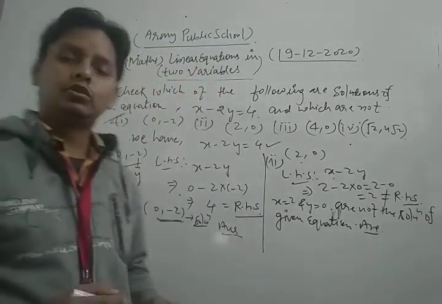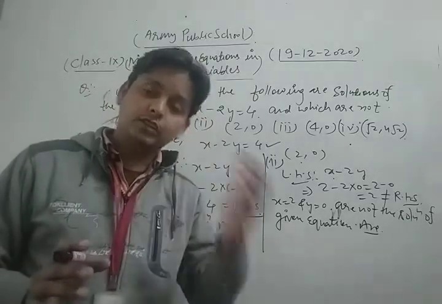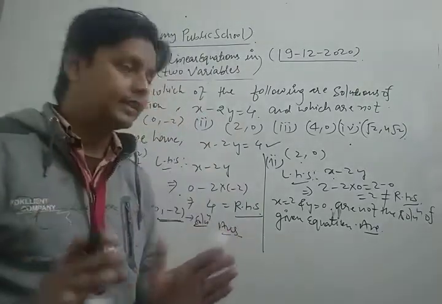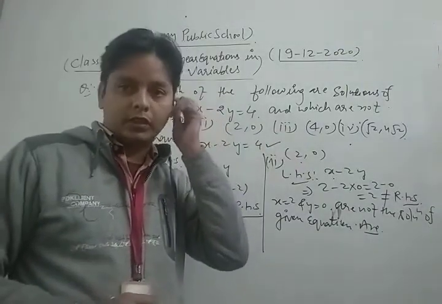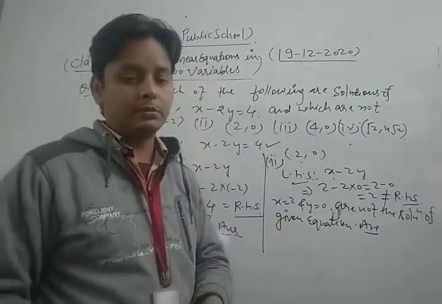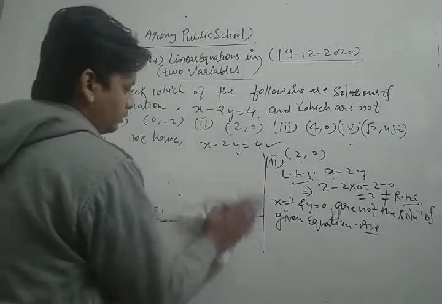Okay, so now clear the concept of the solution. What is the condition of the solution of the given equation? That pair of values which satisfy the given equation is known as the solution of the linear equation in two variables. Similarly, we check the third part of this question, the third pair of values.